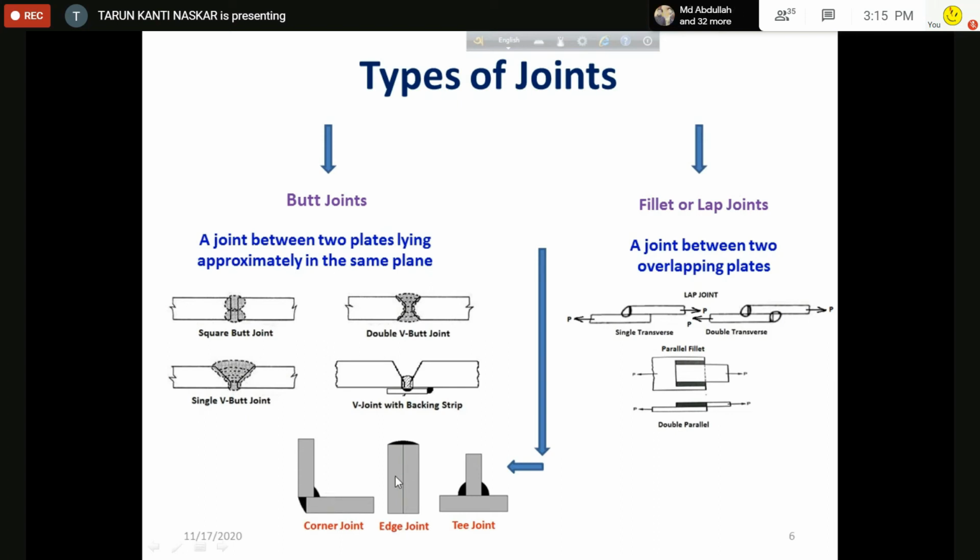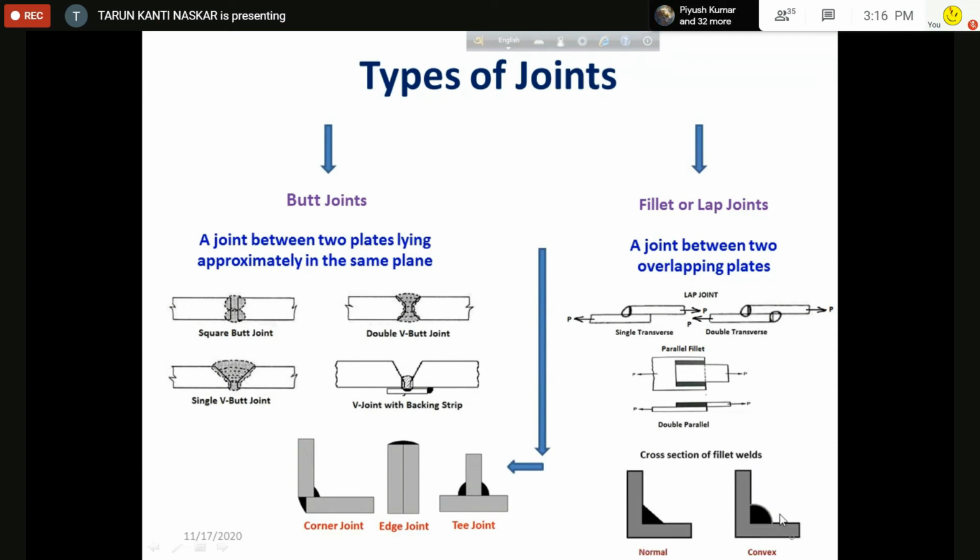That means this is one plate, this is another plate. Only here there is joint. It is not required throughout; that means throughout the face there is joint, but you join here only. So edge joint. T joint, a T formation. T joint. So these are the types.